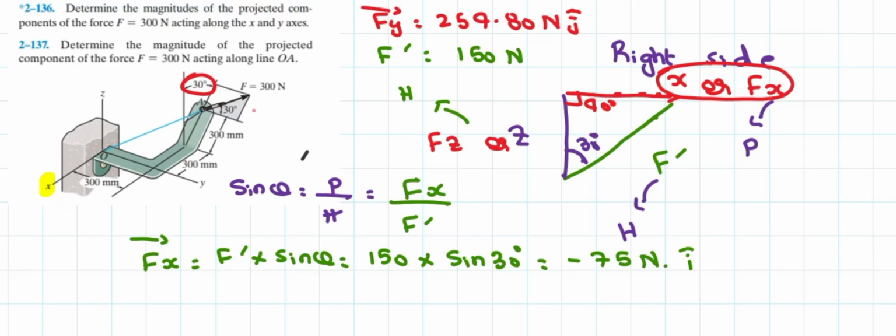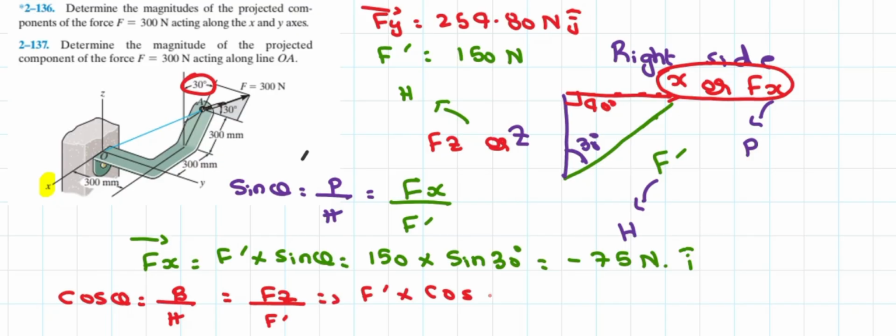Now this is the sine theta. Apply the cos theta function here. So we know cos theta is equal to base upon hypotenuse. The base in this case is nothing but fz, and the hypotenuse in this case is nothing but f prime. So fz is equal to f prime into cos of theta, and the theta in this case is nothing but 30 degree. So fz is equal to 150 into cos of 30 degree, which is equal to 129.90 Newton. This is the magnitude of fz.